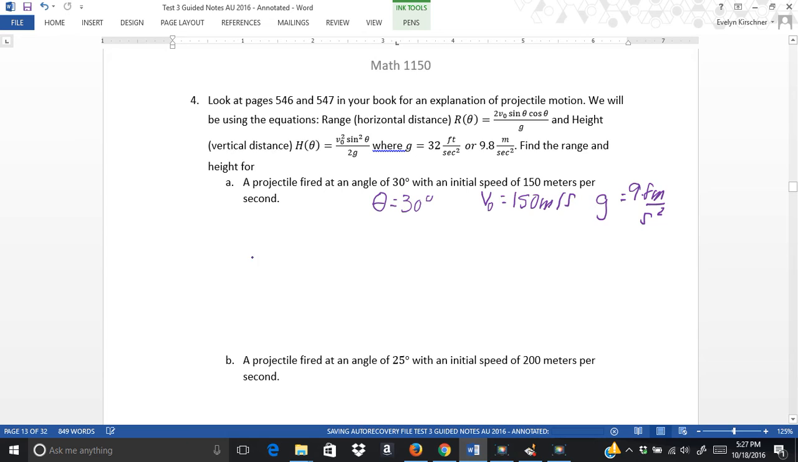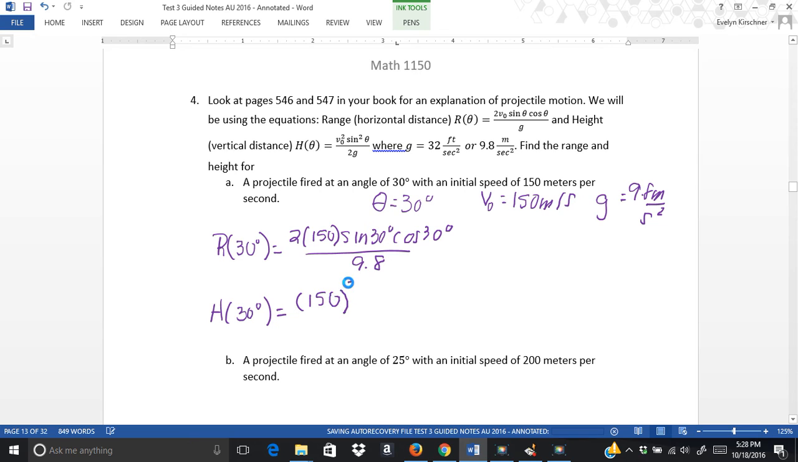So I know that I can find my horizontal distance. My horizontal distance at 30 degrees is 2 times 150 squared times the sine of 30 degrees, cosine of 30 degrees, all over 9.8. And my height is my initial speed, 150 squared, times the sine squared of 30 degrees, all over 2 times 9.8. So go ahead and do this in your calculator. You can check with my answers.